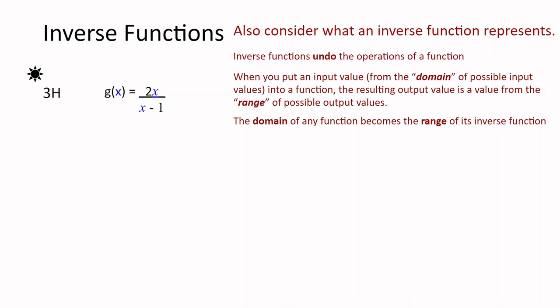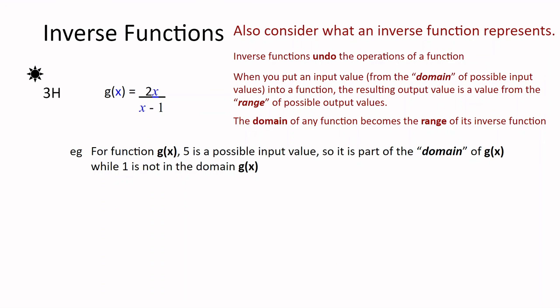So for this example, function g of x, 5 is a possible input value. So 5 is part of the domain of function g, while 1 is not a possible input value. 1 is not in the domain of g. We can't divide by 1 minus 1, we can't divide by 0. However, we can multiply 5 by 2 and divide by 5 minus 1, that's 4. That's simply 10 divided by 4, which is 2.5. 2.5 is an output value. It's a value in the range.